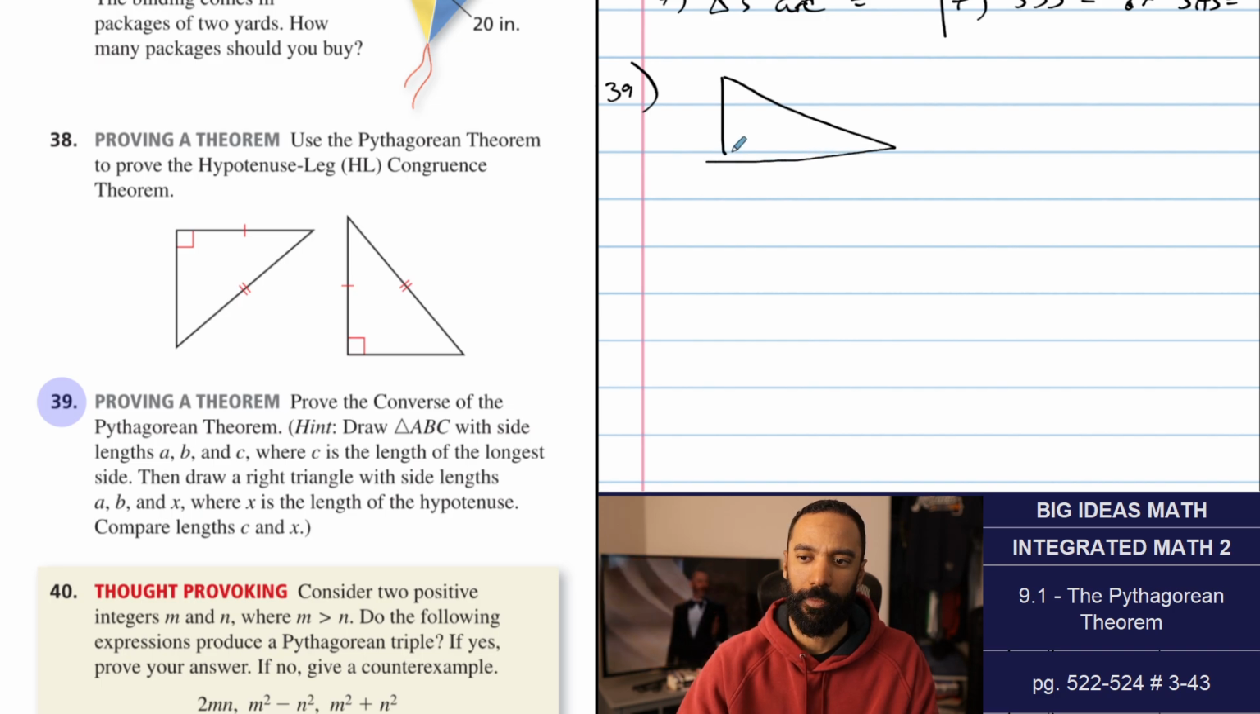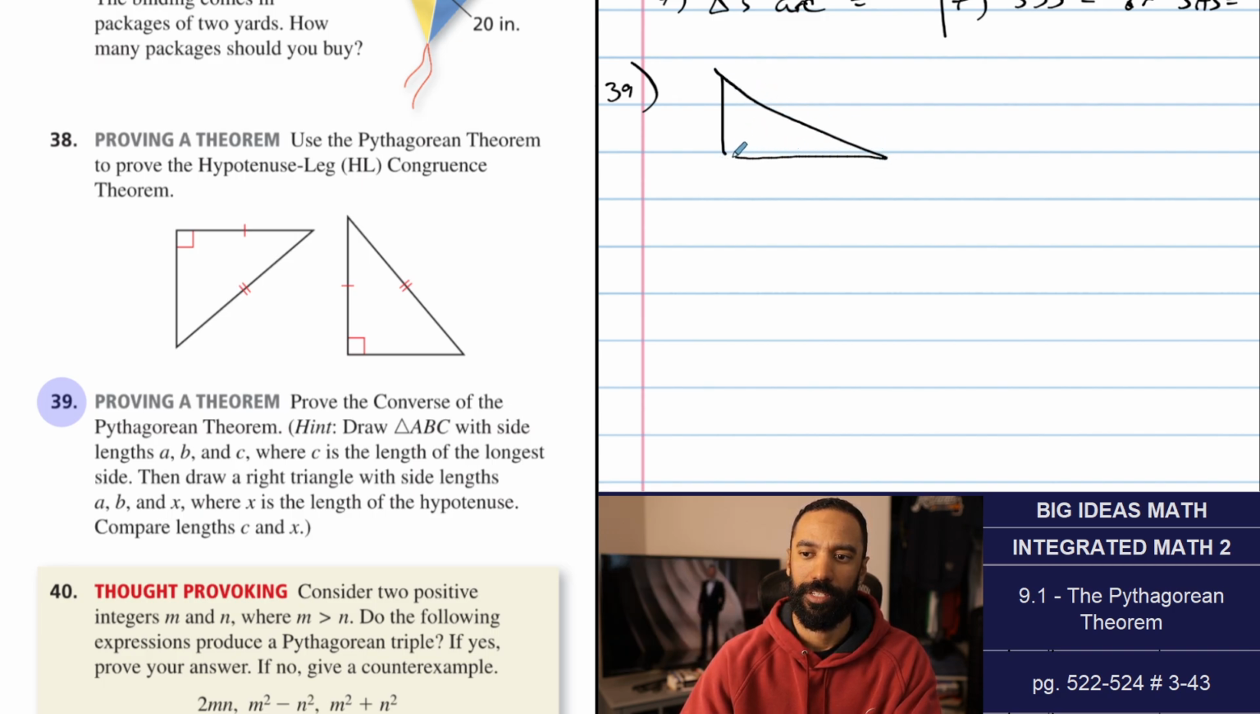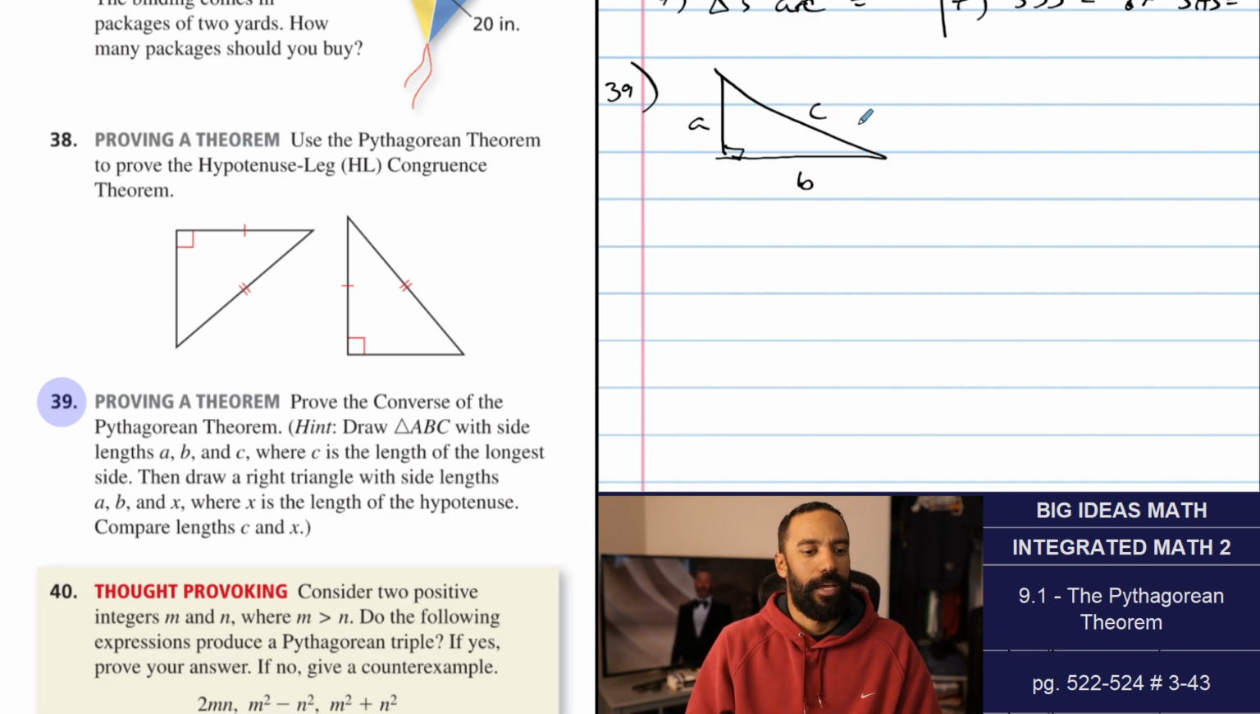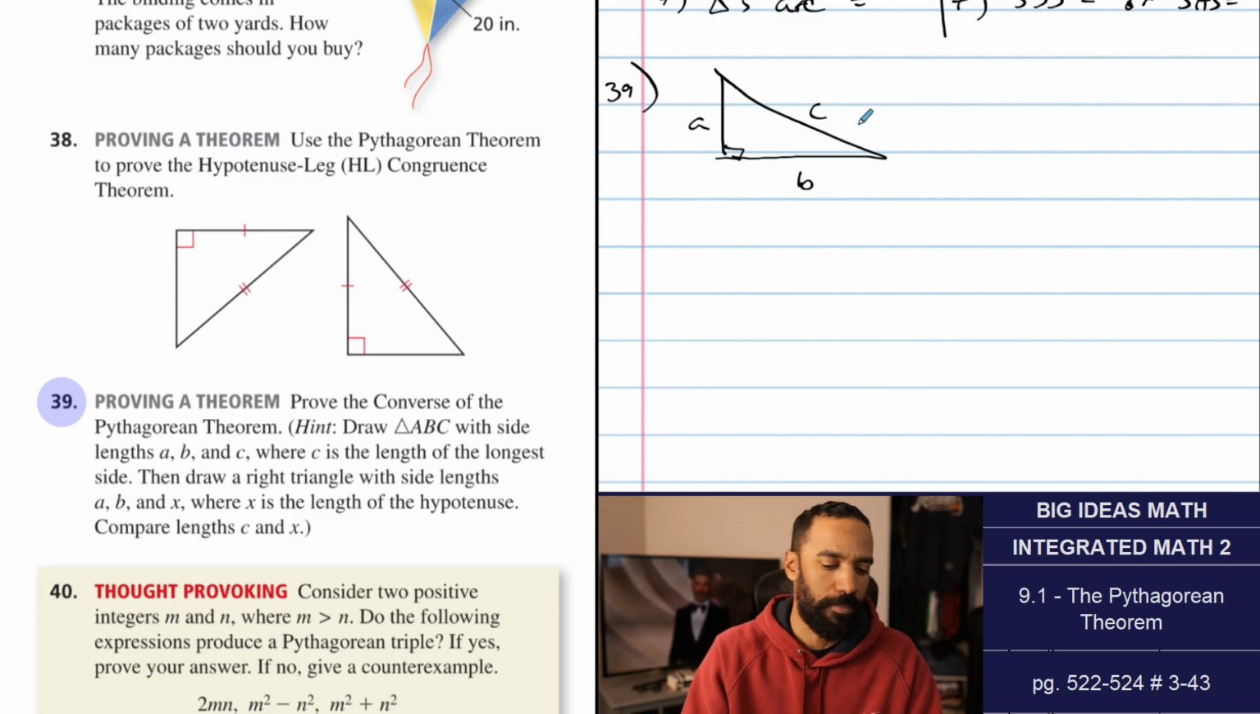I'll make it kind of look like a right triangle as well. Maybe not perfect. Totally not perfect. Absolutely not perfect. But so A, B, and C. Then draw a right triangle with side lengths A, B, and X, where X... Oh, I shouldn't make the right angle marking.